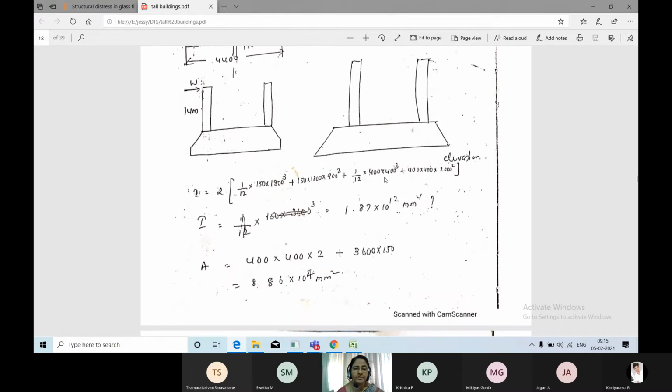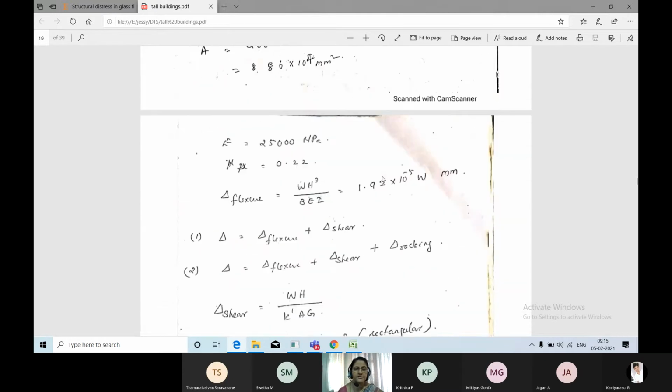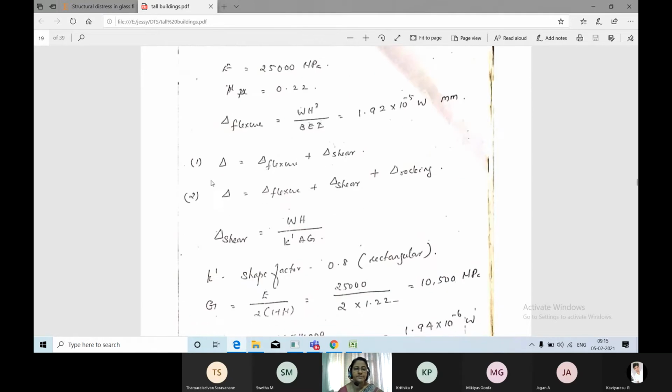So here what we need to find out is the lateral stiffness. In order to find the lateral stiffness, you should know the lateral deflection. Load divided by deflection will give you the stiffness. For the first case, when the wall is assumed to be rigid, the total deflection is the sum of the deflection due to flexure and deflection due to shear. Delta flexure plus delta shear.